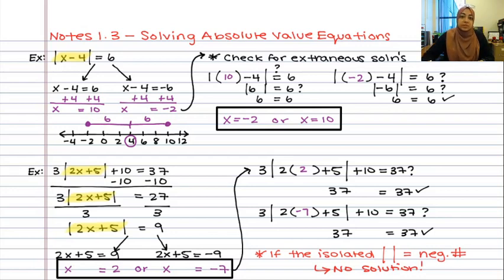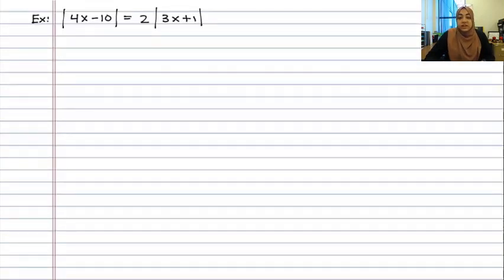Okay, so you don't keep solving, because you cannot have absolute value equal a negative. So what if you have an absolute value expression on the left and an absolute value expression on the right? What do you do? Guess what? It's the same thing.